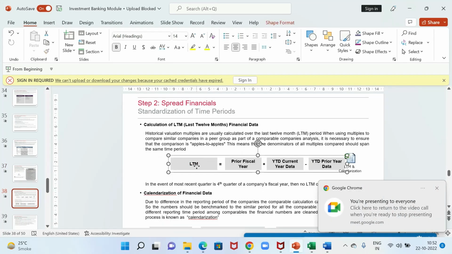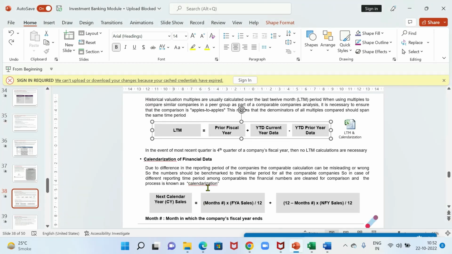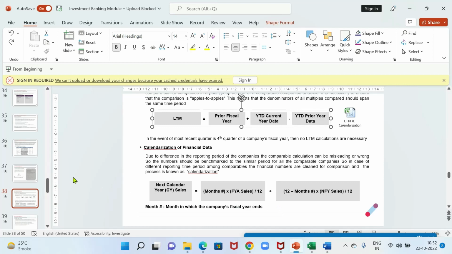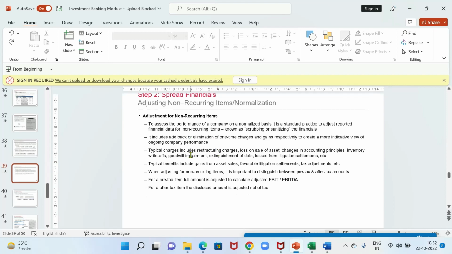LTM I have discussed. Calendarization I have discussed. Adjustments of non-recurring items. Again, just let me quickly walk you through.